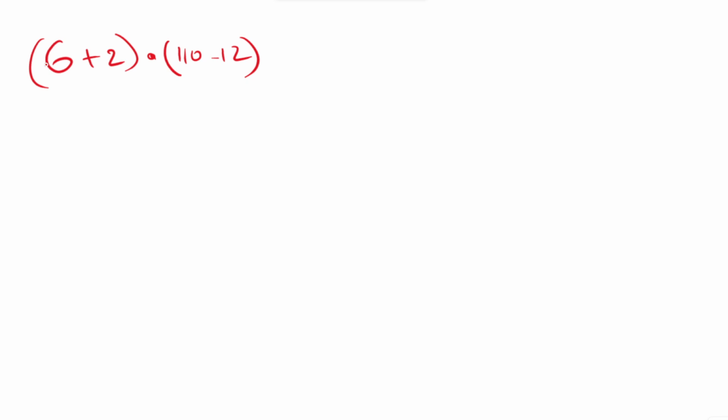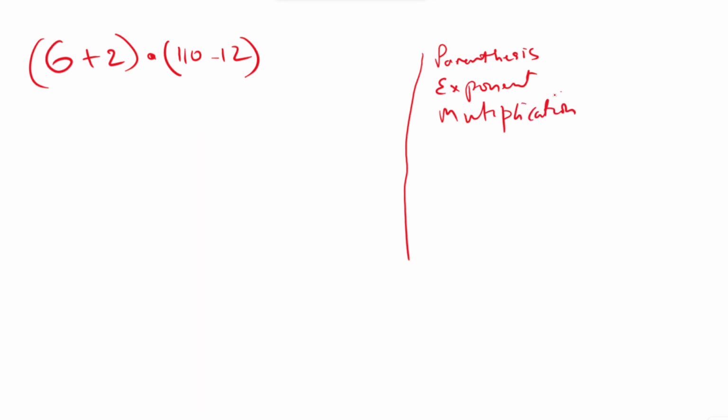So what do we have? We get parentheses and multiplication. We don't have all the example I told you earlier, which had to do with, remember that, you get parentheses, exponent, multiplication, division, addition, subtraction.